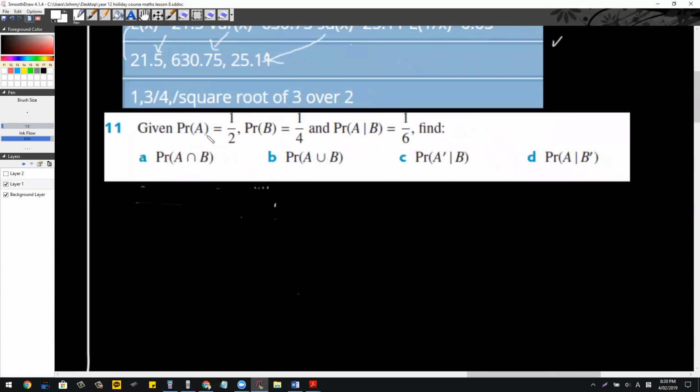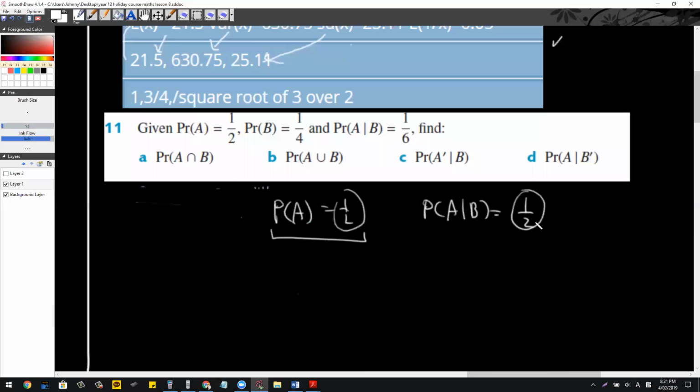Okay, so that's probability of A. This is probability of B. Let's multiply. So this is A and B, right? You can see that probability of A is 1/2, but probability of A given B is 1 on 6. Now, if A given B was the same as just 1 on 2, which is probability of A, this means A does not depend on B if they are the same, right?